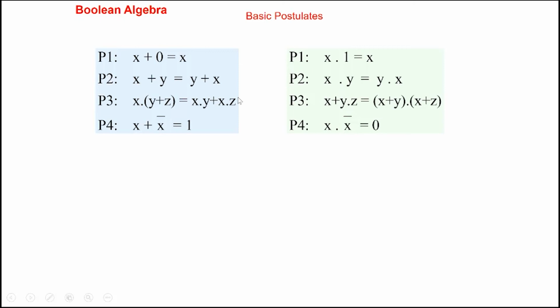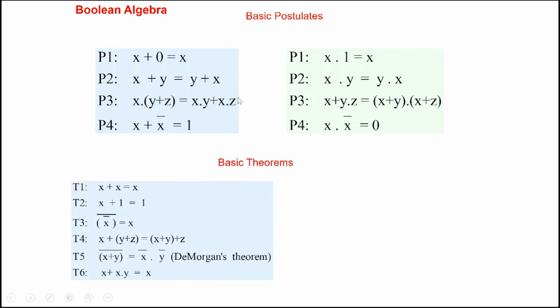These are the postulates, and these are some basic theorems that will be helpful for manipulating binary numbers. x plus x is x. x plus 1 is 1. If you take the complement of x and take the complement again, that's equal to x. Then there is the x plus y plus z theorem. And this is an important theorem, De Morgan's theorem.